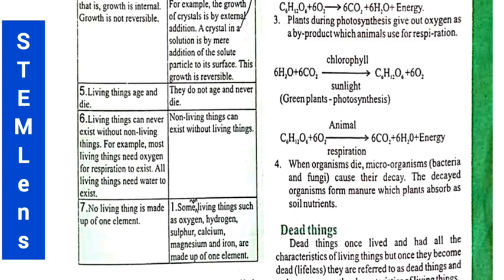For example, even the simplest cell, like the amoeba, it has the pseudopodia, it has the cell membrane and all that. It's not made up of just one element. Meanwhile, some non-living things such as oxygen, hydrogen are made up of just one element. That is, they are monoatomic. So some of them are monoatomic, some can exist as molecules.